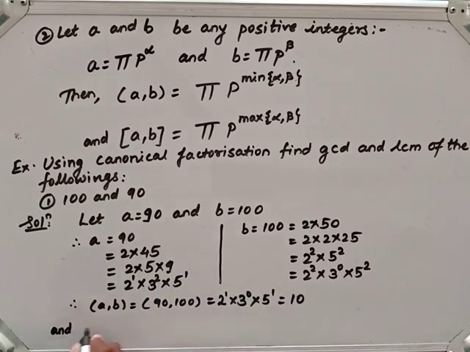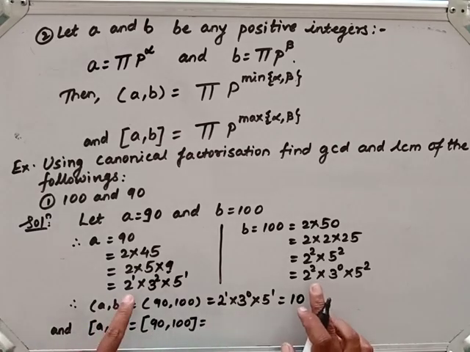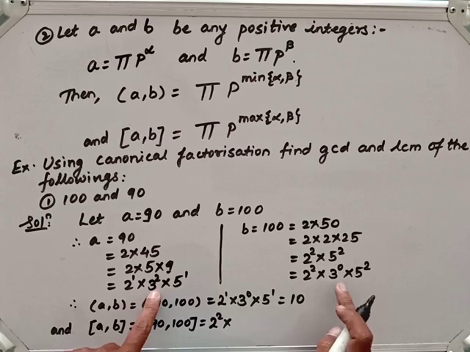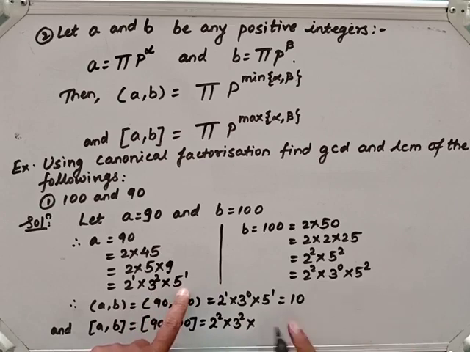And the LCM of A and B, LCM of 90 and 100, will be the maximum. Now 2 raised to 1, 2 raised to 2, so we will take 2 raised to 2. Now 3 raised to 2, 3 raised to 0, so 3 raised to 2, into 5 raised to 1, 5 raised to 2, so 5 raised to 2. So this is 25 into 9 into 4, so 100 into 9 will be 900. This is 900. Fine. This will be the LCM here.